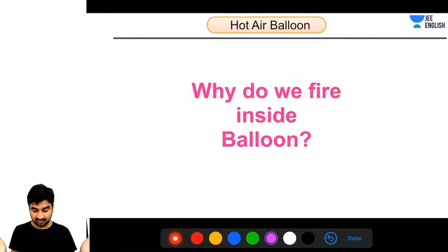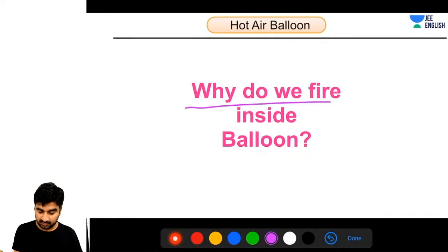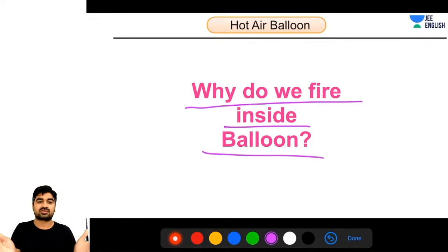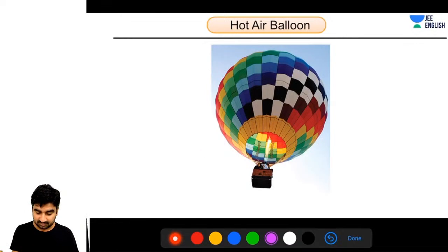So there is one more question, and that question is, why do we fire inside the balloon? To fly the balloon, why do we use fire? Like you can see the fire here, right? This is fire. So why is this fire needed at all? So today I will give you the answer to all these questions.